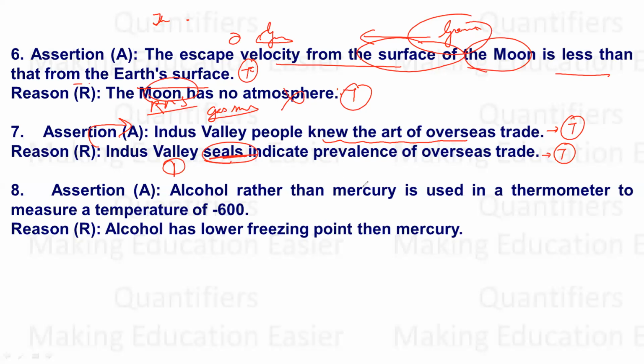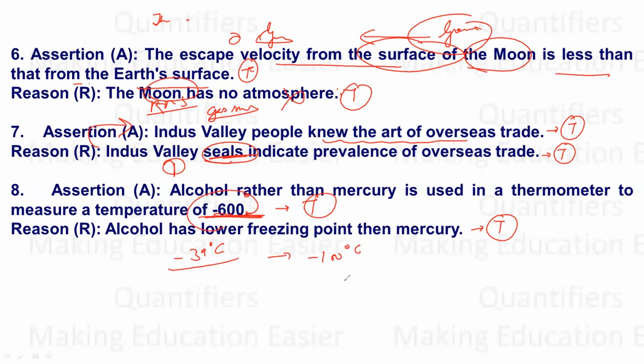So, alcohol rather than mercury is used in a thermometer to measure a temperature of minus 600 degrees. Okay, so this is true. Alcohol has a lower freezing point than mercury. This is also true. So both A and R are true, and R is the correct explanation of A. Okay, so mercury freezes at minus 39 degrees centigrade, while alcohol freezes at a point far below minus 100 degrees centigrade. So it's minus 600 degrees.